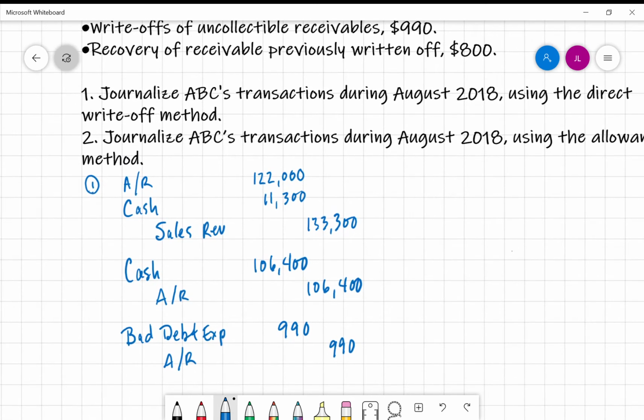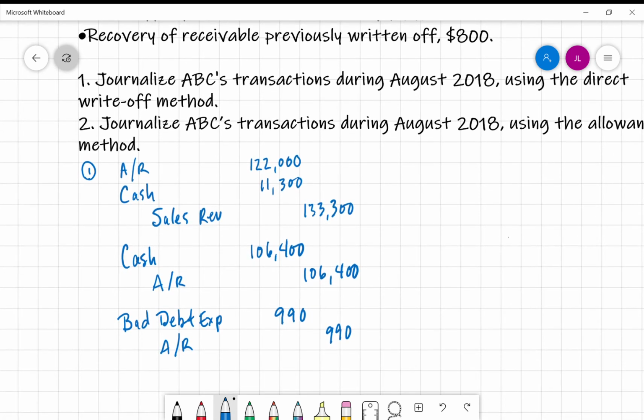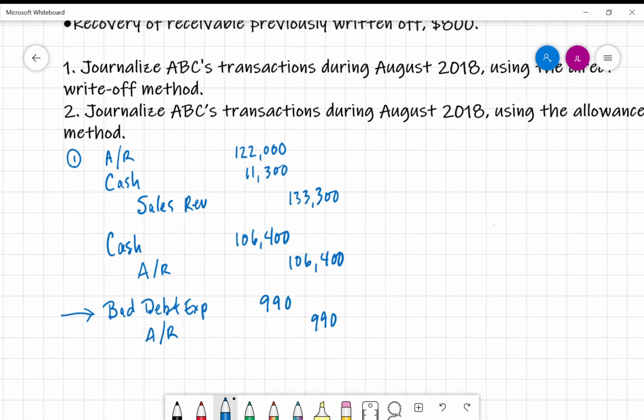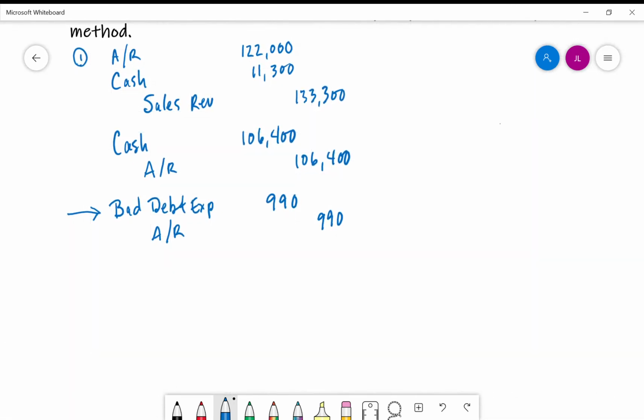And in the last one we have recovery of receivables previously written off, which means essentially we have to reverse this transaction, because if we've recovered those, we don't have to write off the bad debt. But we can only reverse it in the amount that we received, which in this case was $800. So we have two transactions to journalize. We debit accounts receivable for the $800 and then credit bad debt expense for the $800. That means we've reinstated the accounts receivable.